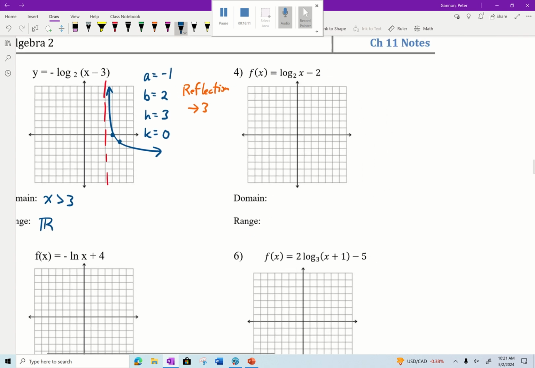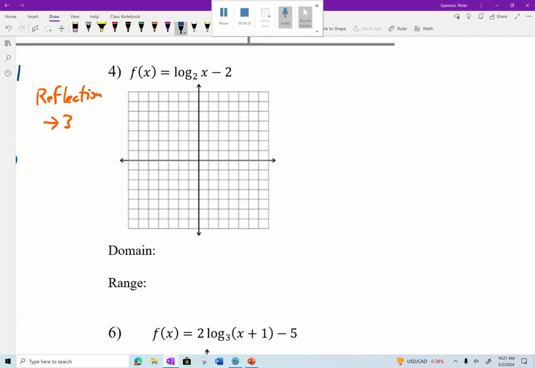Okay. All right. Number 4. We got A, B, H, and K. This time the base is 2, A is 1, H is 0, and K is -2.